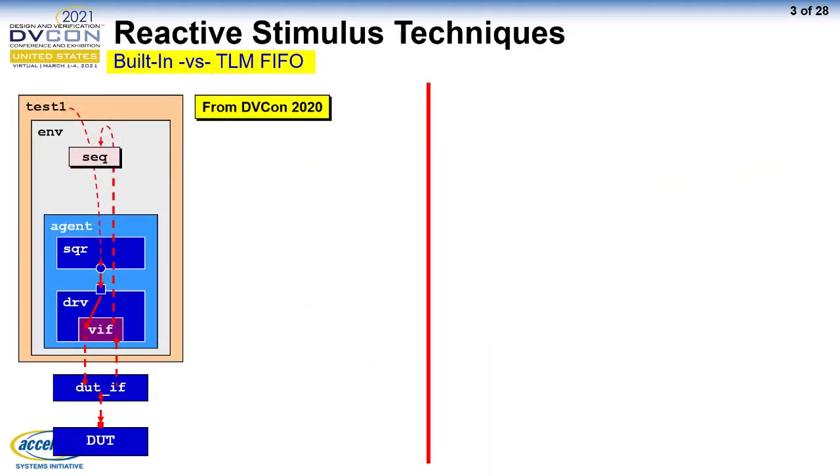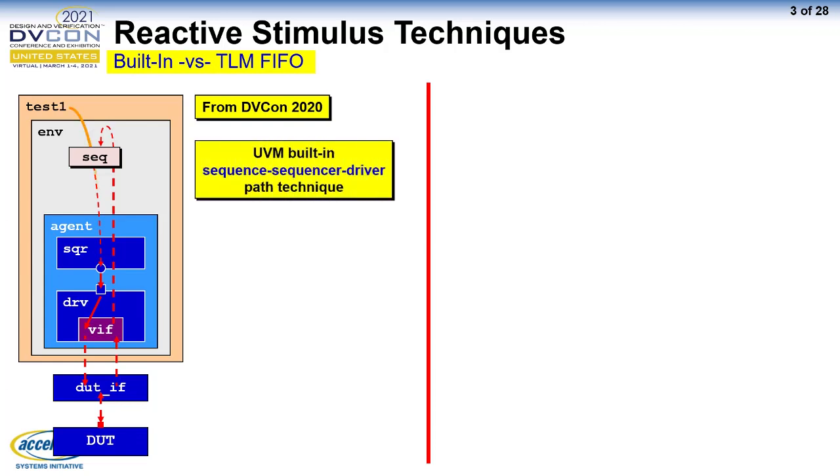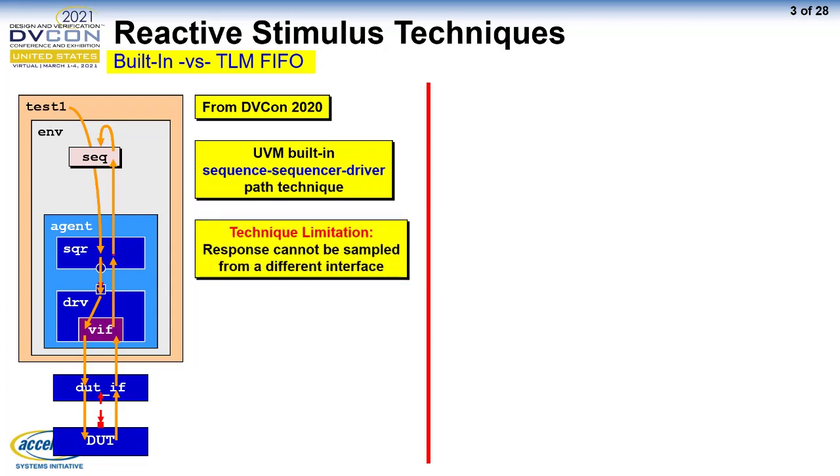For the reactive stimulus technique that we showed last year, a test starts a sequence on the environment agent sequencer, and the driver gets the transaction and passes it through the DUT interface and into the DUT. The driver then samples the DUT outputs and returns the sampled outputs in a response transaction through the sequencer and back to the sequence. The sequence then examines the outputs to possibly modify the next transaction to send to the DUT. A limitation of this technique is that the sequence might need to sample status bits from a different DUT interface, which is not covered by the single agent solution.